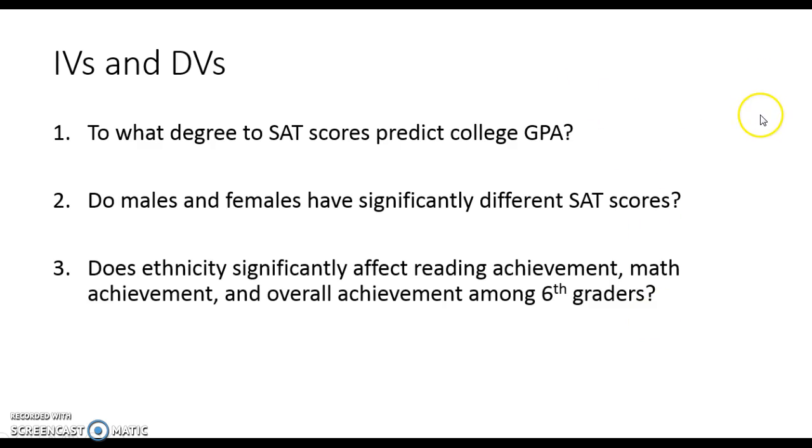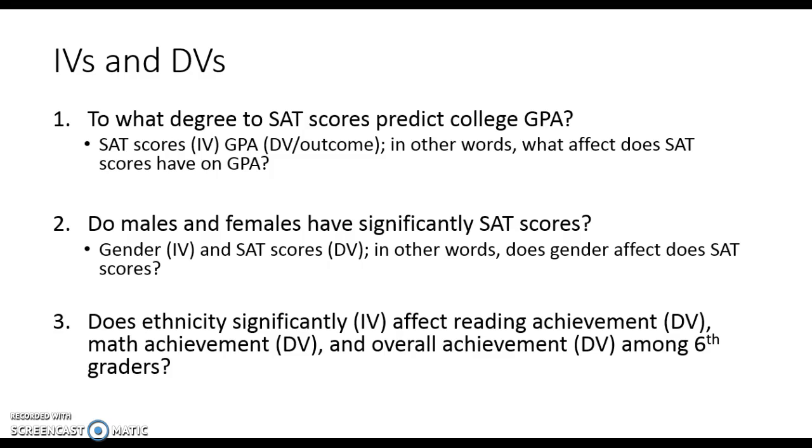So if we look at these questions really quickly, it's kind of fun, or maybe not, to figure out what is the IV and the DV. We have 3 questions here. To what degree do the SAT scores predict college GPA? Do males and females have significantly different SAT scores? Does ethnicity significantly affect reading achievement, math achievement, and overall achievement among 6th graders? If you take those 3 questions, stop and think about it before you move on.